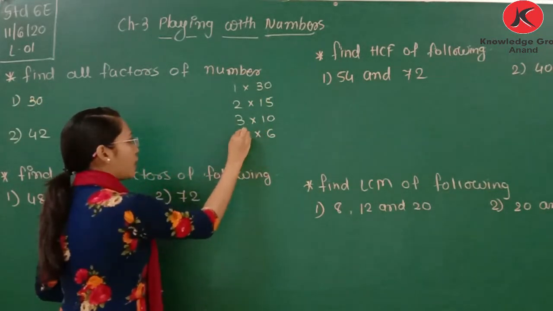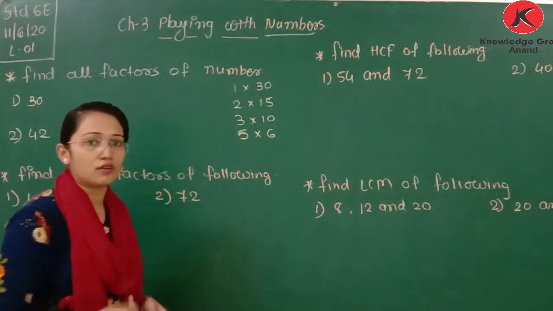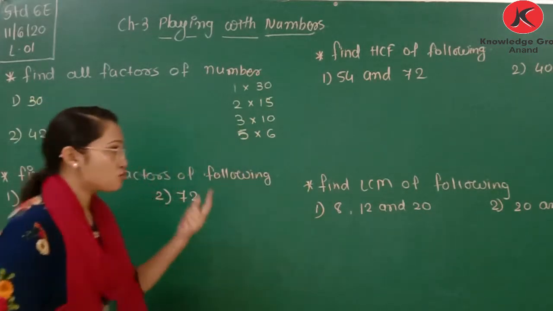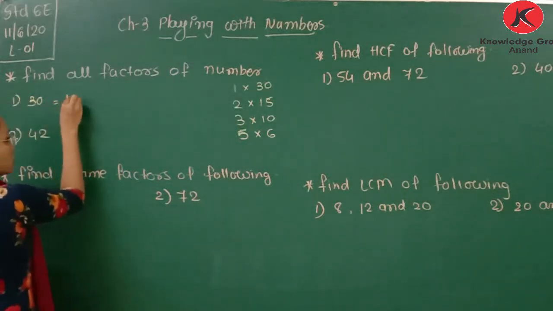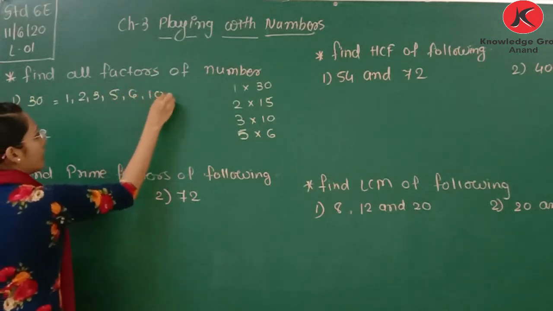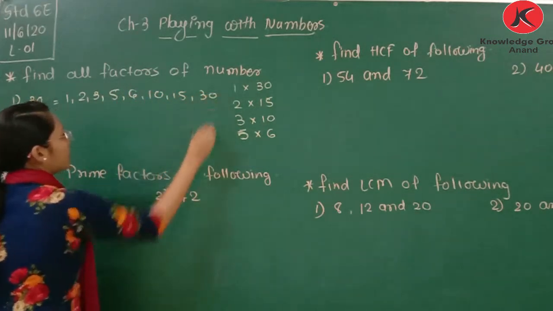Then check 6 in table, check करो. अभी कौन check करवाना, 6 no, but 6 is already there. So we need to stop up to 6. So what are the factors of 30? That is 1, 2, 3, 5, 6, 10, 15 and 30.